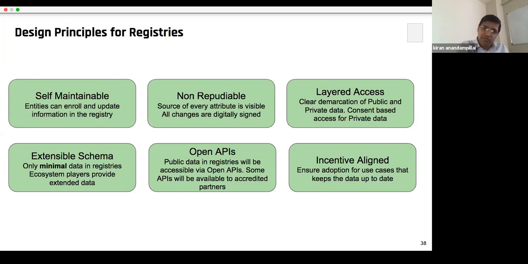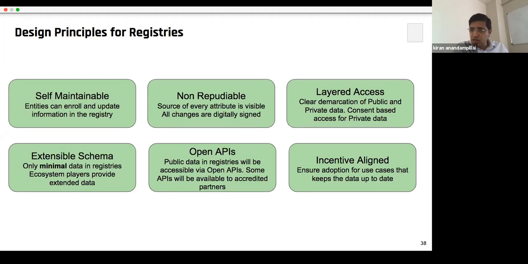Clearly, our recommendation has been that a registry should not attempt to store every possible piece of data that's possible on an entity. In fact, there has to be a kind of demarcation on what's public and what's private, and also how to layer this so that only minimal information is stored in, say, a government registry, and there is ability for the ecosystem to actually build on that. And that's what the layered access as well as extensible schema construct talks about.